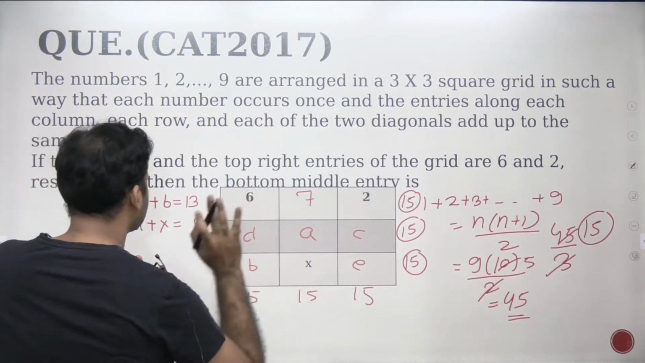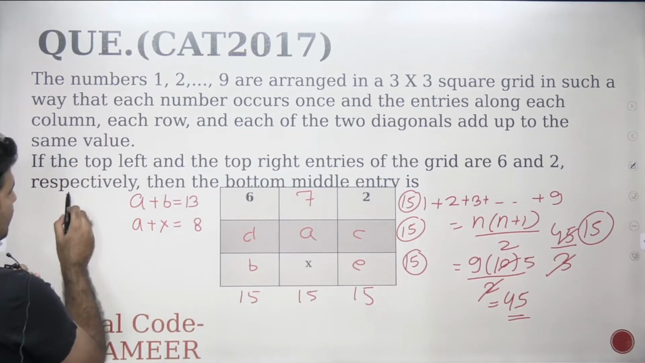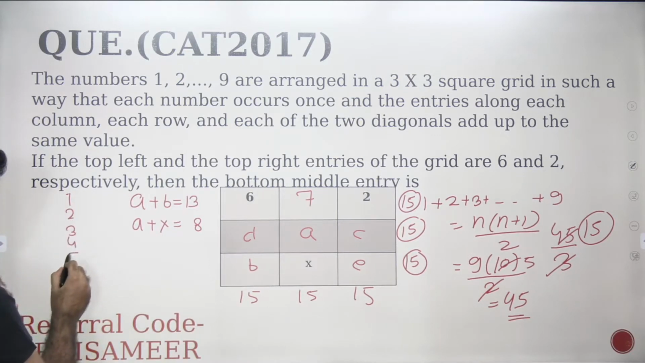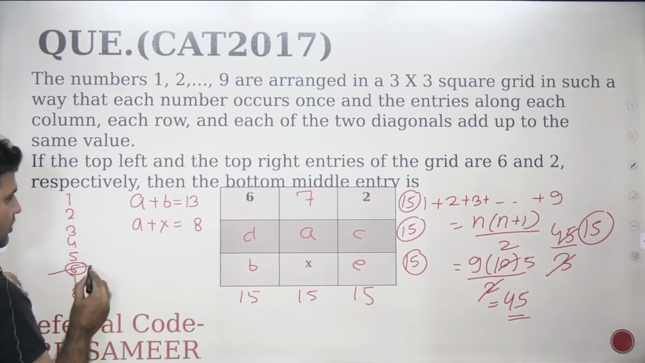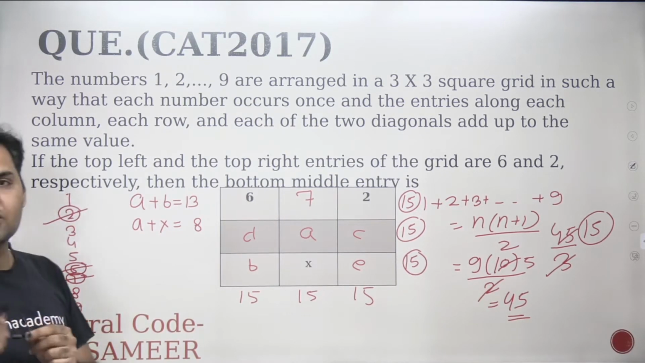We have already used the numbers 6, 2 and 7. So these numbers are not available to us, right? Now if I write down all the numbers, 1, 2, 3, 4, 5, 6, 7, 8 and 9. 6 has been used, it's not available to us. 7 has been used, it's not available to us. 2 has been used, it's not available to us.